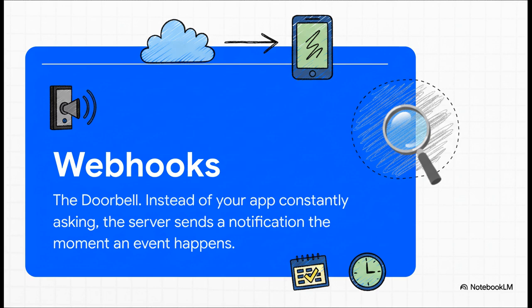And you can think of this like a doorbell, right? You don't check your front door every 5 seconds to see if a package has arrived. You just wait for the delivery person to ring the bell. With webhooks, the server sends a little notification, a little ping to your app the instant an event happens, like when a payment goes through on Shopify or a developer pushes new code to GitHub.